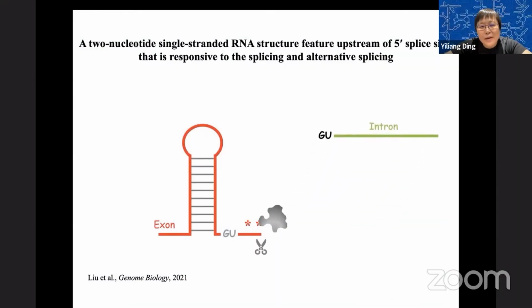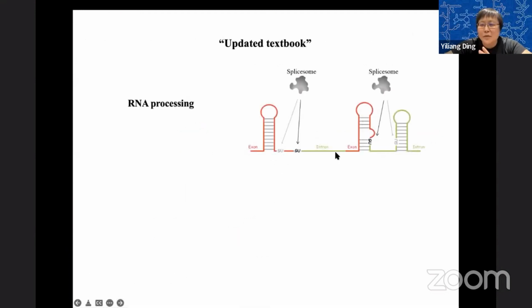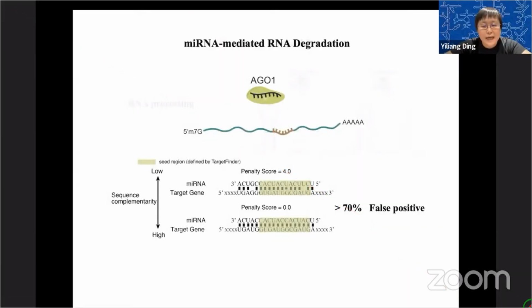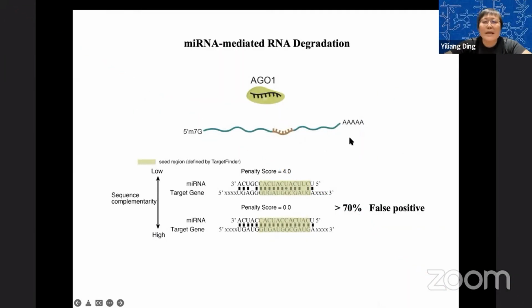So based on this case study of discovery, we know that pre-mRNA do have a certain structure, and these structure features are very important for splicing. So now let's move to the microRNA-mediated RNA degradation. We know that this pathway is the major RNA degradation pathway in plants.